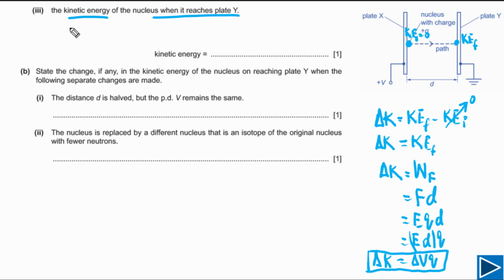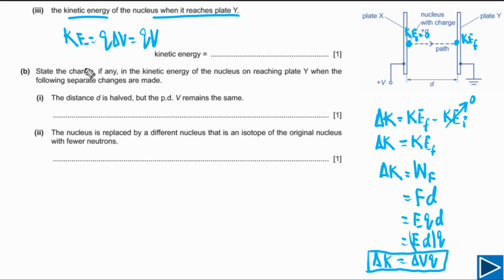We can simply write that the kinetic energy at plate Y is equal to Q times delta V. You have to write it in terms of Q and delta V because the question is asking you to write the answer in terms of Q, V and d. So we can say this is Q times V, where V is equal to the potential difference.